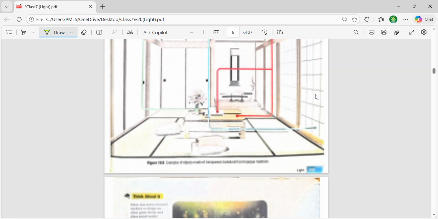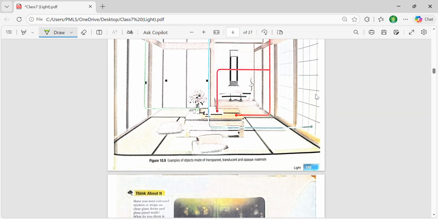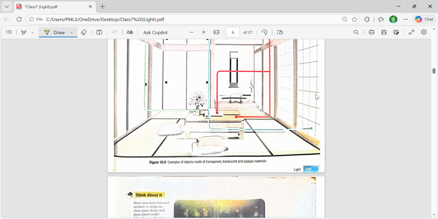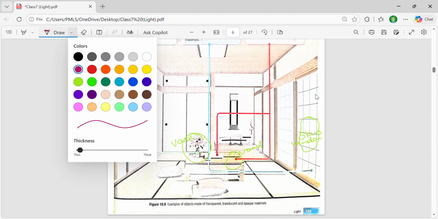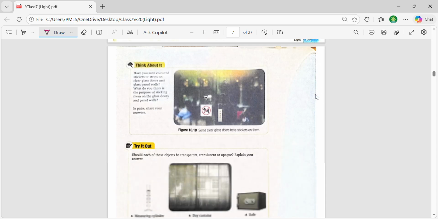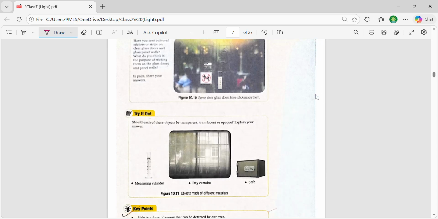In your book you can see certain examples of translucent, opaque, and transparent material. They have given you the example of a vase for transparent material, a glass window for translucent material, and wood for opaque material. So this is a glass window. Let me take another pen, it might not be that clear to you. Yeah, let's move forward with the next point.